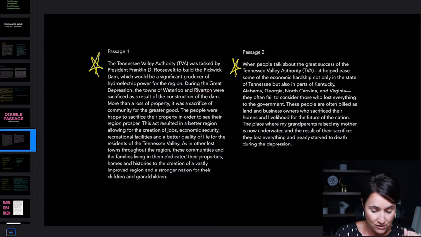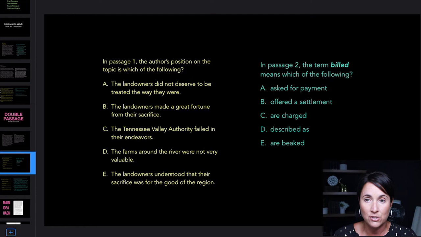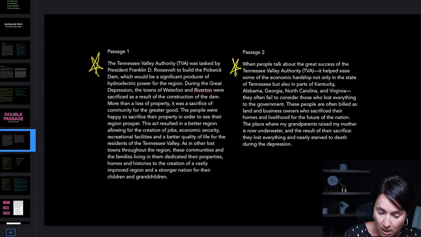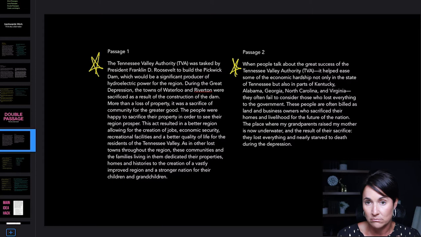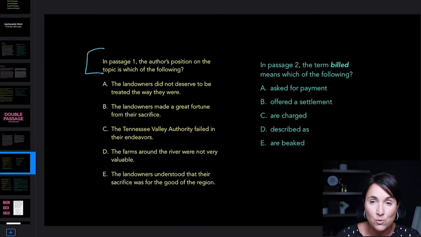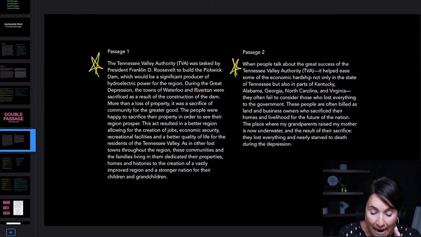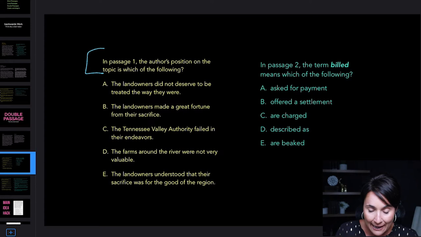You're going to go into the questions and you're going to look for only passage one questions, not passage two, passage one only questions. Now, if this is a short double passage, you may only have one passage one question. You may have two. I'm talking about passage one only, not one and two. So you're going to read that. You can see here, I've got it here. So in passage one, the author's position on the topic is which of the following? Now, maybe that's my only passage one question. Now I'm going to go in and read passage one. Then I'm going to answer passage one's question.